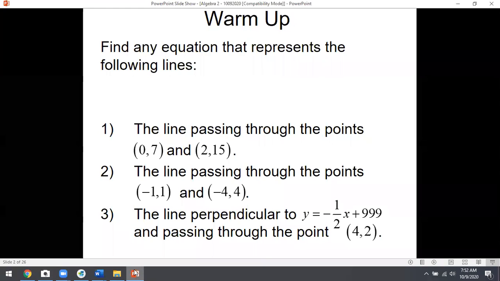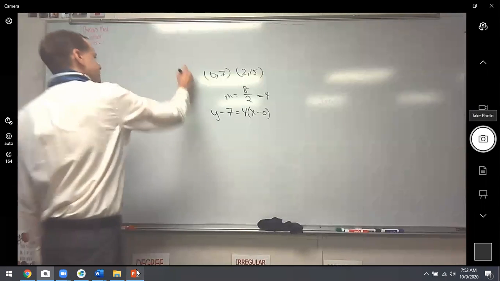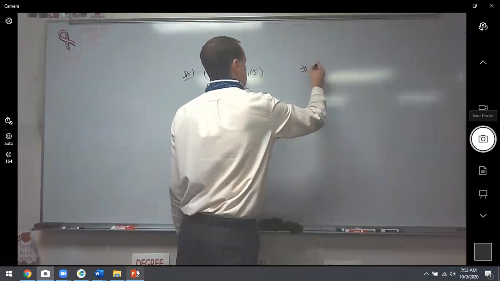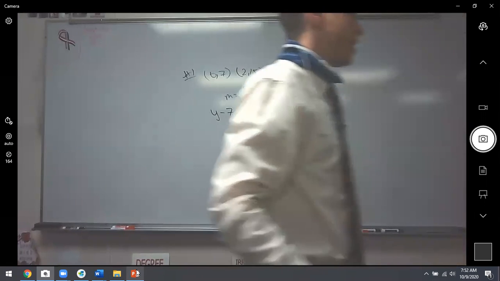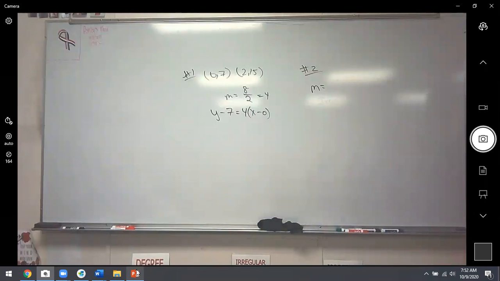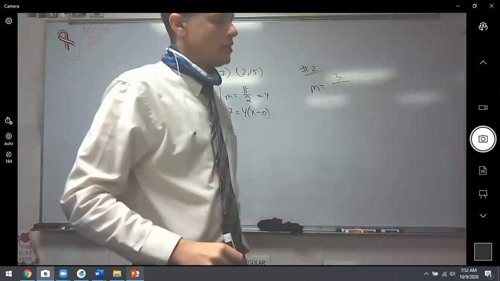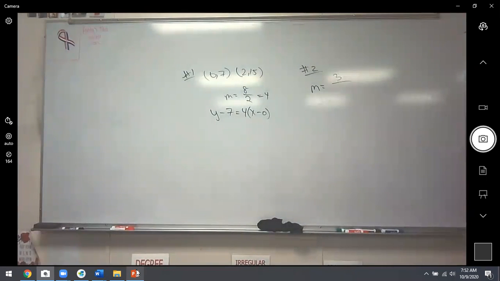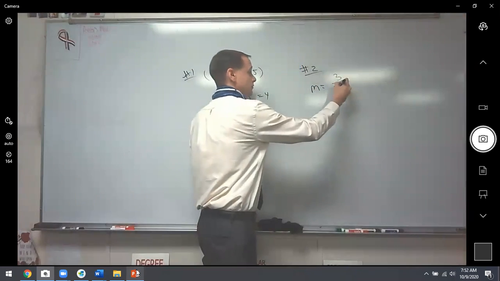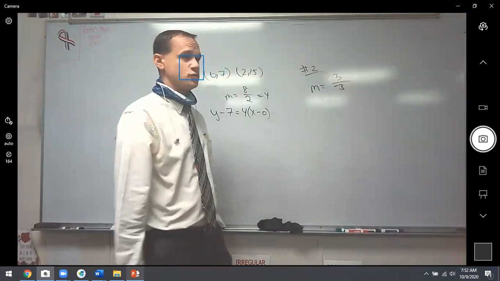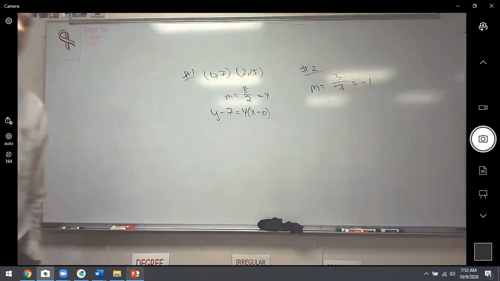All right. Number 2 today is talking about a line passing through the points -1, 1, and -4, 4. So basically the same kind of thing. Let's try to just do the slope right off the bat. The changes in the y's, right? So 4 minus 1 would be 3, right? And the x's, -4 minus -1, that's -4 plus 1, right? Which is -3. And 3 divided by 3 is 1, and a positive divided by negative is a negative, so this slope is -1. Woo!